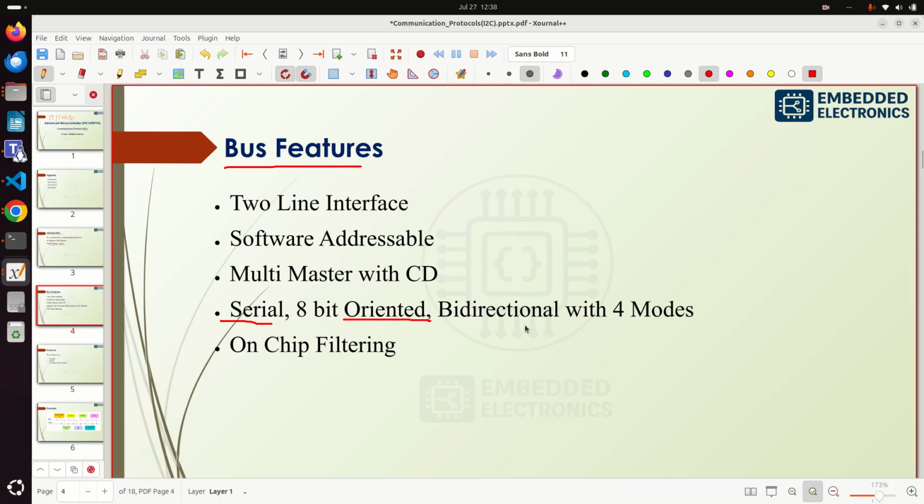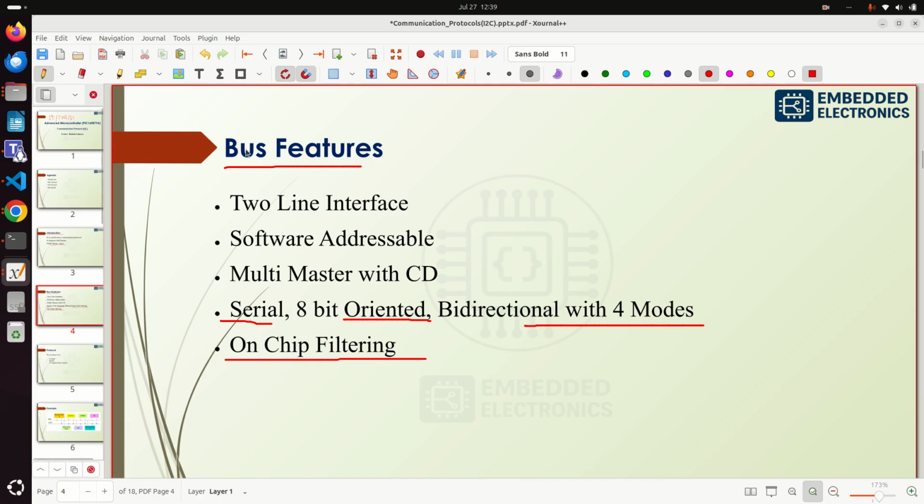8-bit oriented, bidirectional with 4 modes. Next, on-chip filtering. Nowadays, this protocol is so commonly used that the chip comes along with filtering. There is on-chip filtering, and it is just for the sake of reducing noise. So these days the I2C block comes along with on-chip filtering. That's why nowadays the I2C protocol is most commonly used.